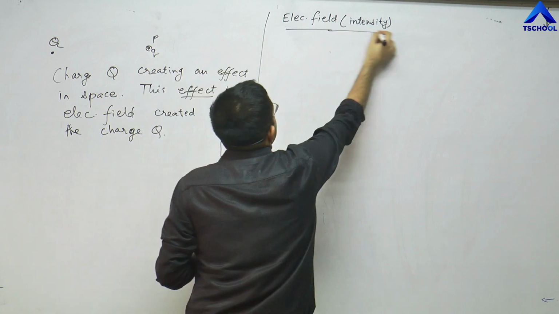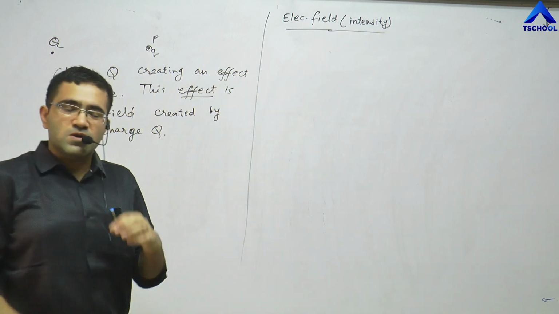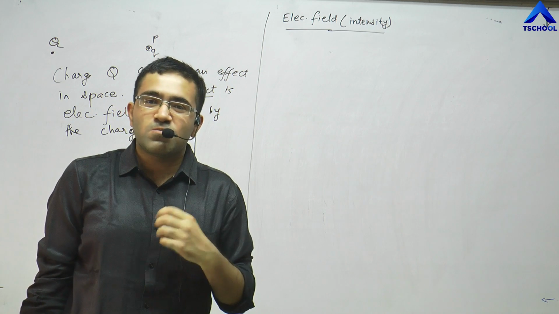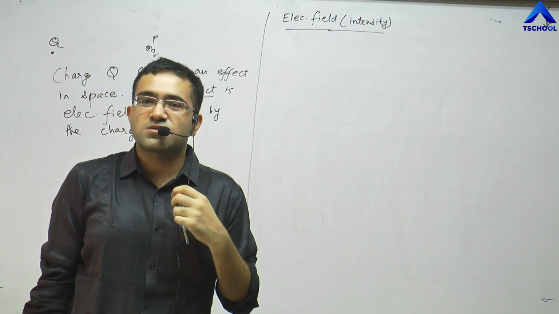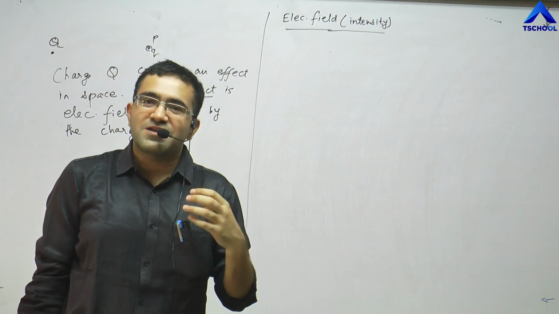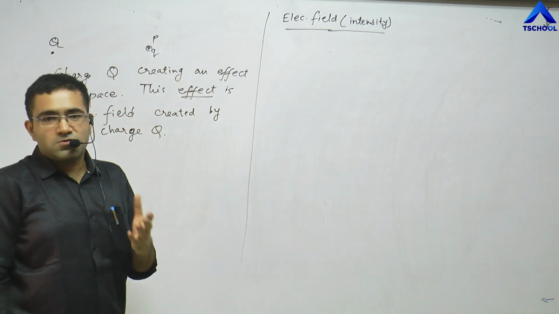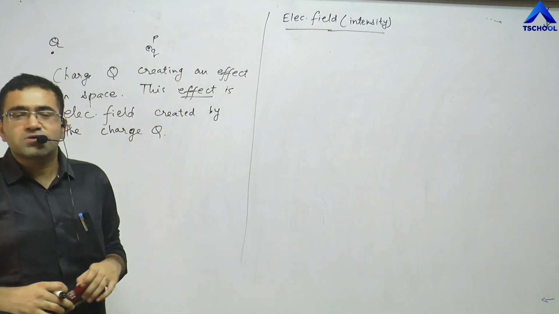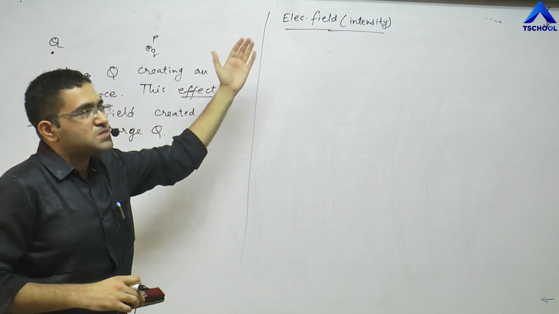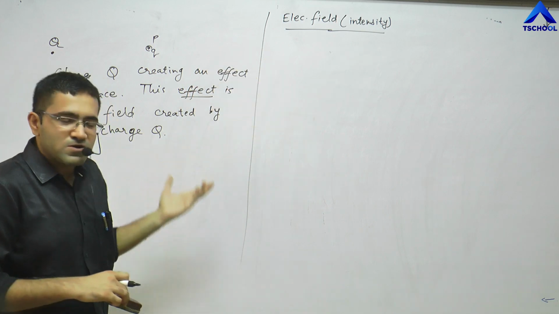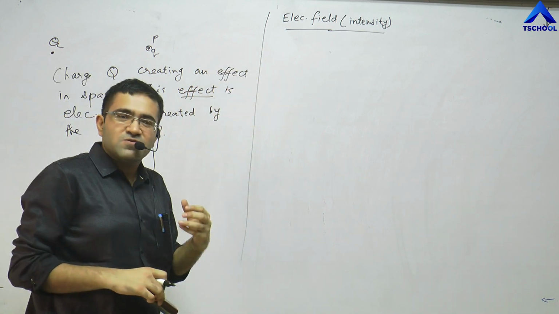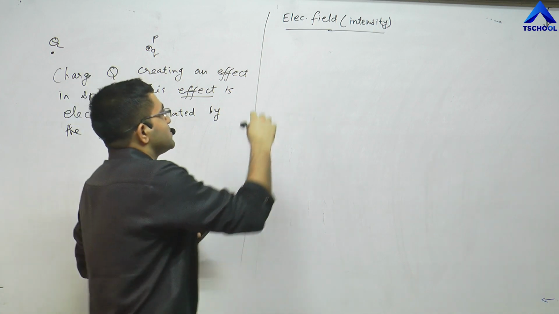I'm writing electric field and intensity in bracket because many good books around the world use the phrase electric field intensity, but your textbook, this NCERT textbook, uses the phrase electric field. Okay, both are correct obviously. So what is electric field or electric field intensity?